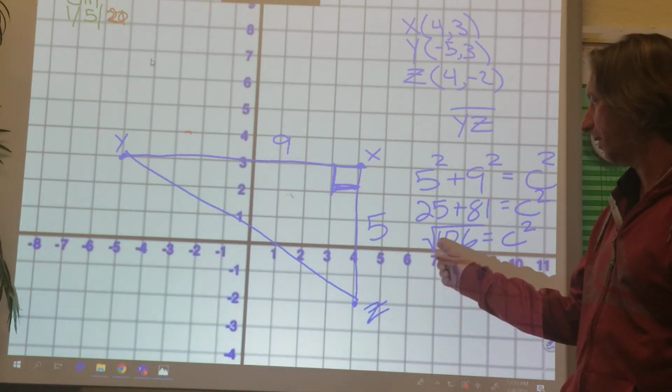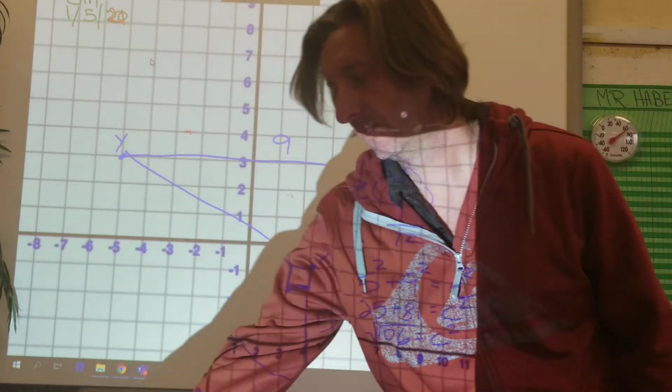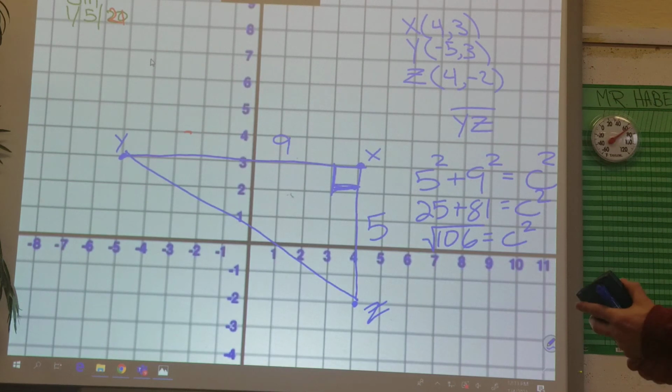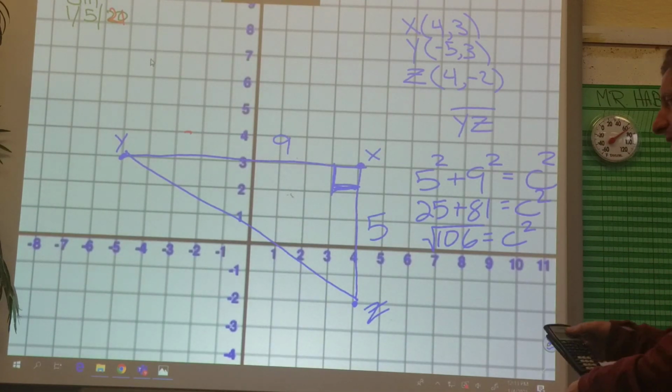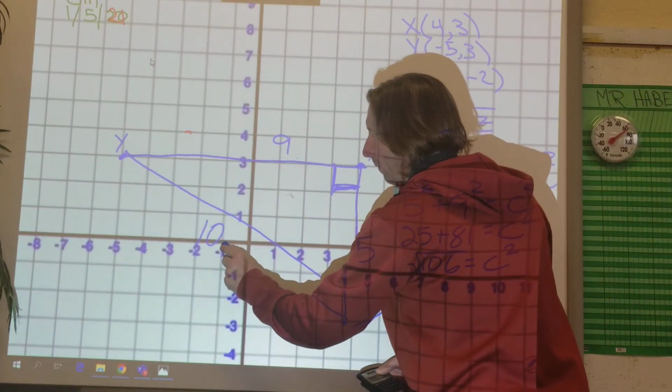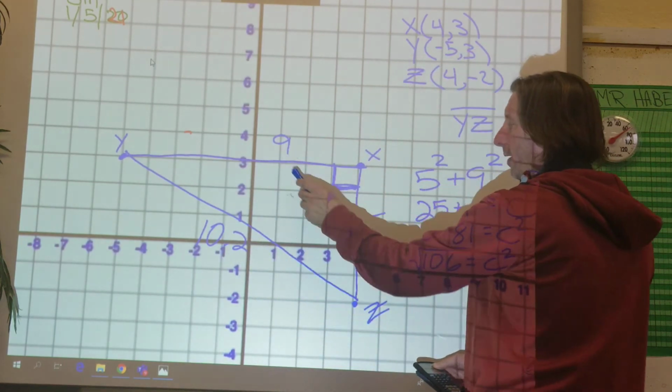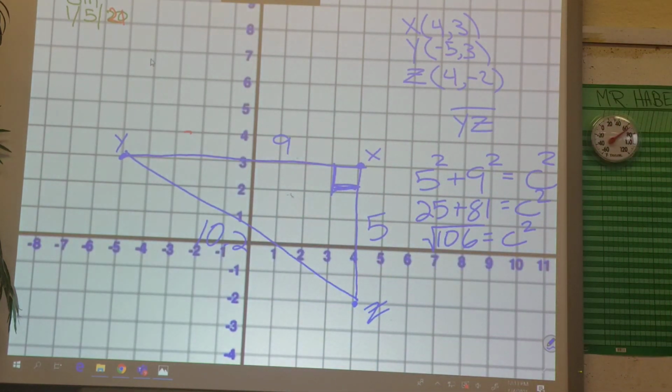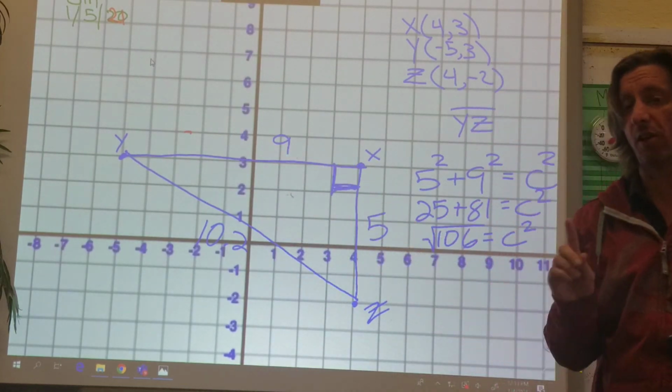Find the square root of 106, right? It's going to be a little bit bigger than 10, I'm guessing. Because 10 times 10 is 100. See, I can't even figure these out in my head. I can get close, but not exact. So it's 10.2. And that makes sense. It's a little bit bigger than the 9, and a little bit bigger than the 5, right? And your hypotenuse should always be bigger than your 2 legs, just a little bit.